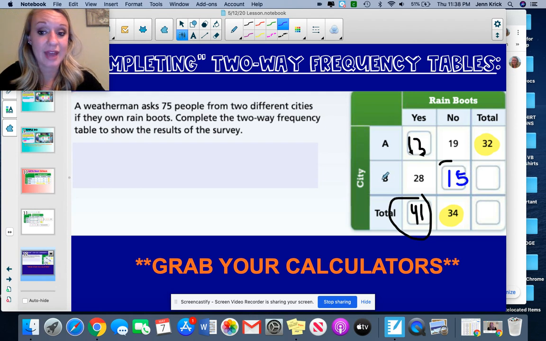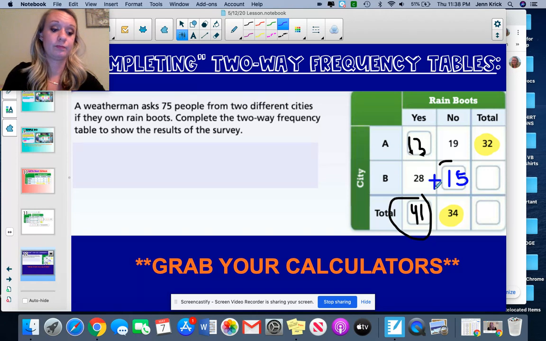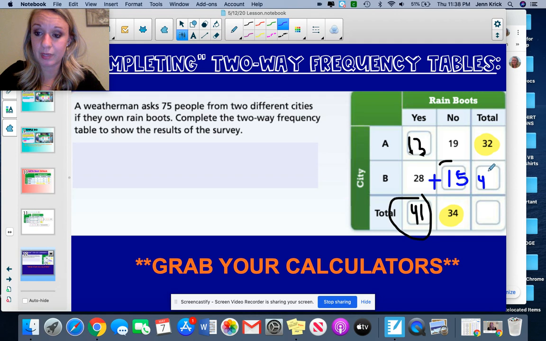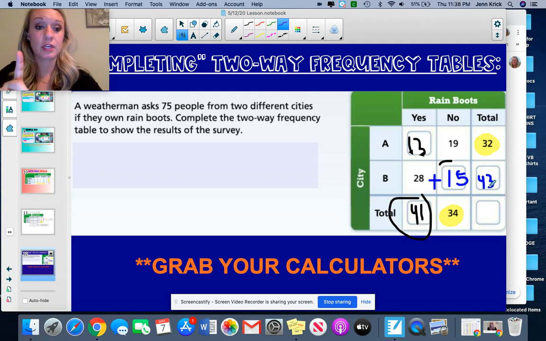And now that I've got this 15 here, I can find the total for city B because I'm going to do 28 plus 15, and I get 43. So now here's where you really need to make sure that you did your math correctly.